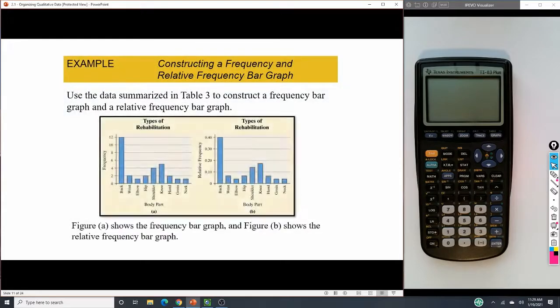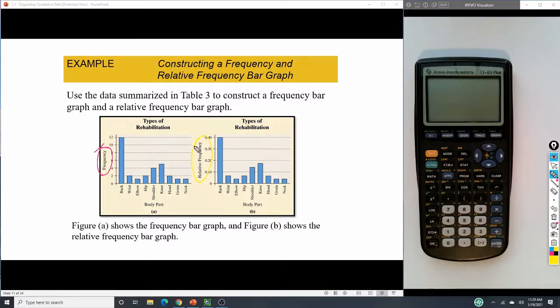Okay? All right, so going back to our table. We said that our back had 12, our wrist had 2, our elbow had 1. So notice that in our first table we have just the regular frequency. And then on our second table, we have relative frequency. So we can do it either way.